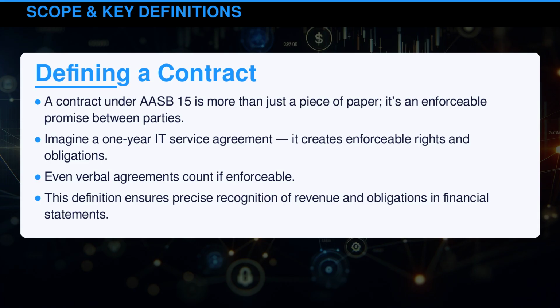A contract under AASB 15 is more than just a piece of paper. It's an enforceable promise between parties. Imagine a 1-year IT service agreement. It creates enforceable rights and obligations. Even verbal agreements count if enforceable. This definition ensures precise recognition of revenue and obligations in financial statements.